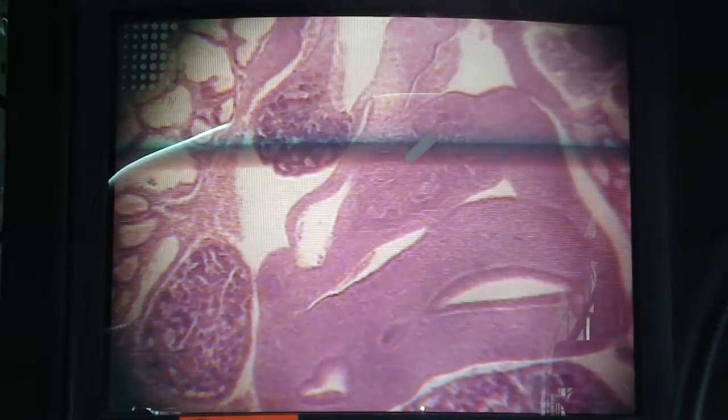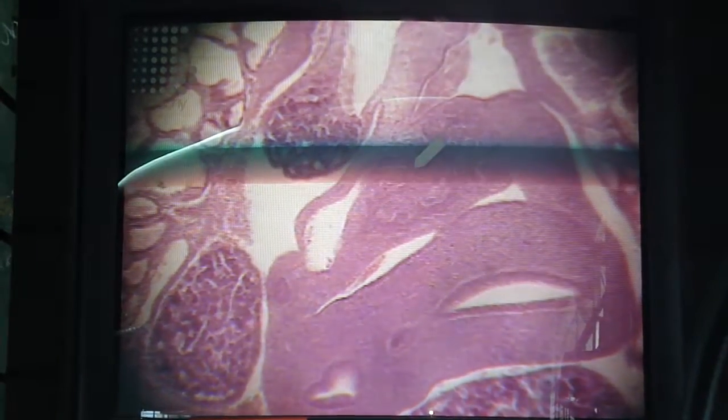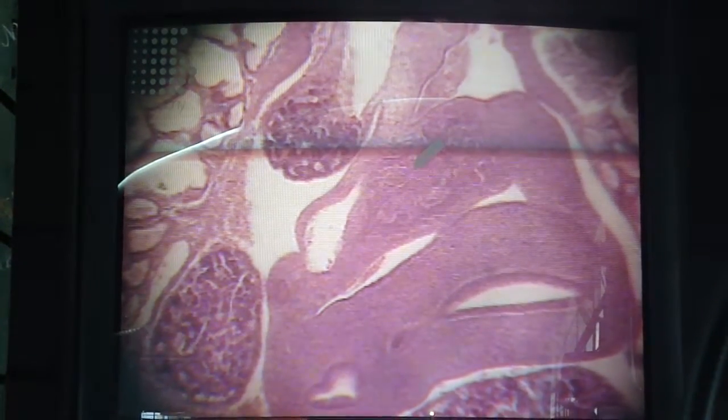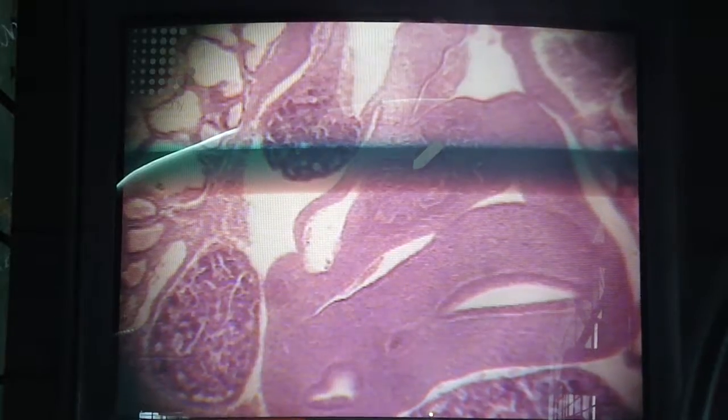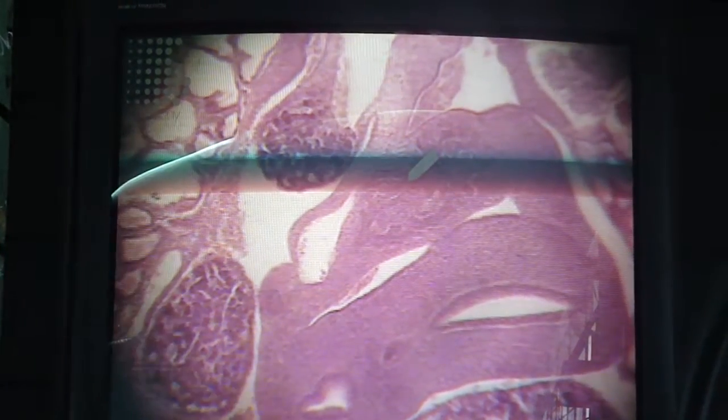The topic is the endocrine system. I will include the histology of the endocrine because there is no connective tissue explored.